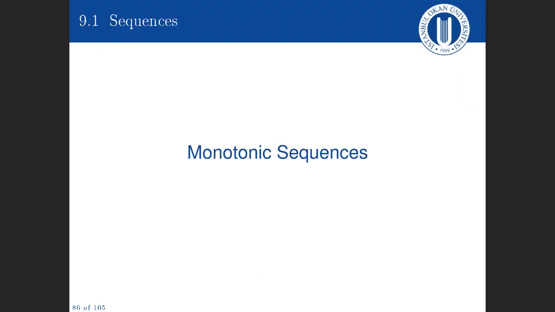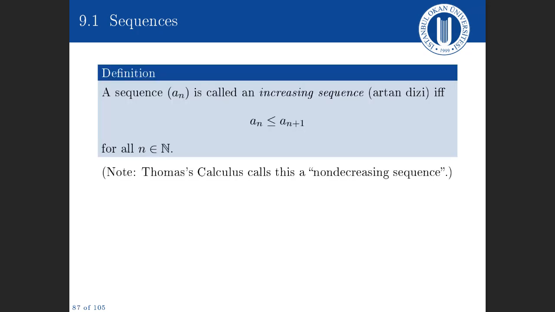The next idea is monotonic sequences. A sequence is called an increasing sequence if and only if an is always less than or equal to an plus 1. Now, just a warning, your Thomas's Calculus book uses a different term here. It uses this unusual term, non-decreasing sequence. Just be aware that what I'm calling an increasing sequence, your book calls a non-standard non-decreasing sequence.